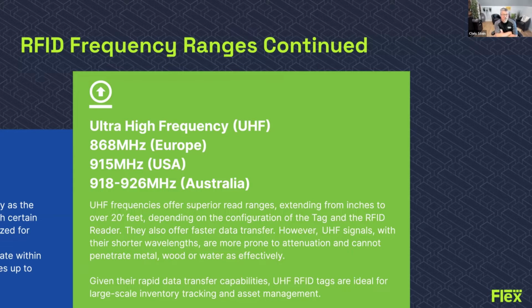But the advantage of ultra high frequency is that it allows us to capture things at a distance. We don't have to be right on top of it to read it, like a tap to pay, which is great for reading multiple tags simultaneously. So everything we do in Flex is in the ultra high frequency range. The scanners and the tags will all be in that range.